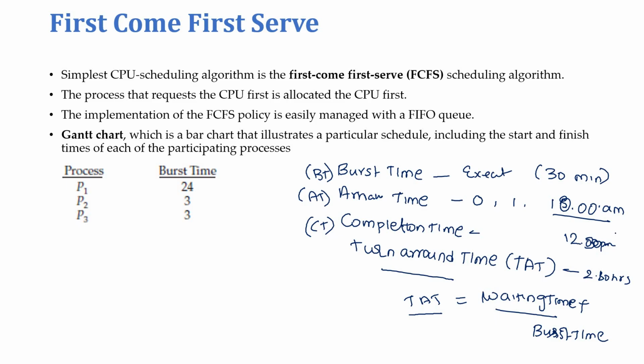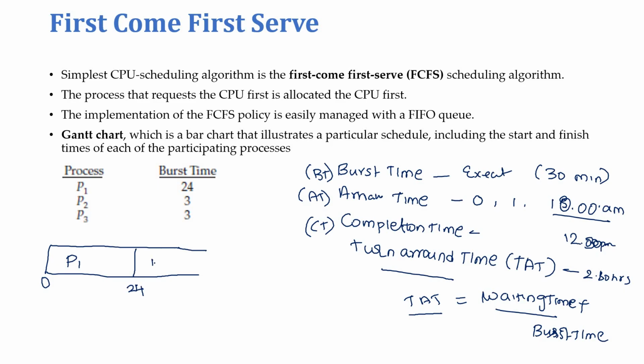Now we can solve the first come first serve scheduling. So now we can consider all the processes arrived at time 0. Now we can make the Gantt chart. So the first process, P1, will start executing at time 0. It will take 24 minutes to complete its work. So P1 is working and leaving at 24.